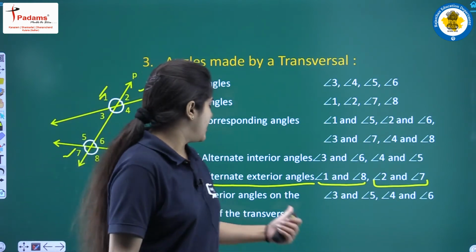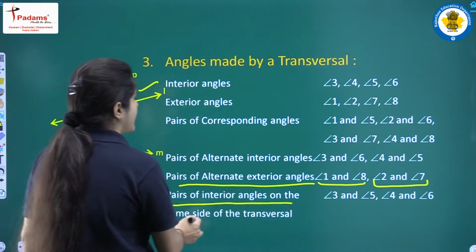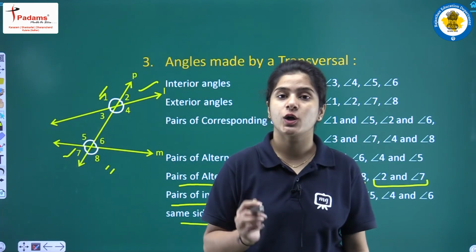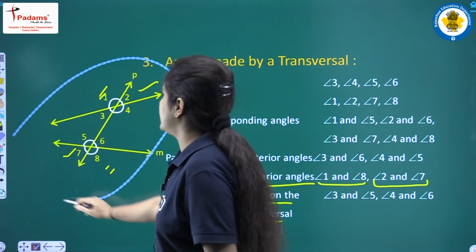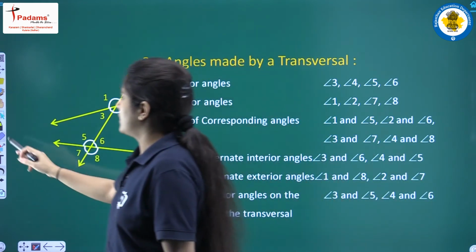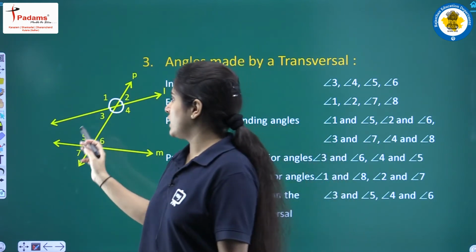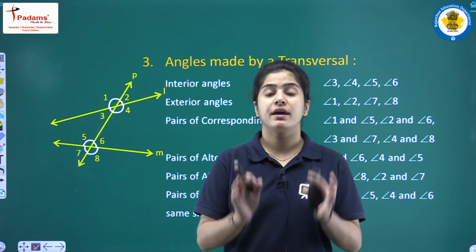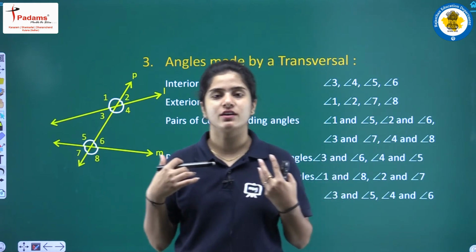Okay students, now we'll be talking about pairs of angles on the same side of the transversal. I'm talking about a pair of interior angles on the same side of the transversal. Firstly think a bit and then tell me what is asked in the question. Pair of interior angles, students, basically 3, 5, 6 and 4. These 4 are interior angles, but it is asked that we want the pair of interior angles that are lying on the same side of the transversal.